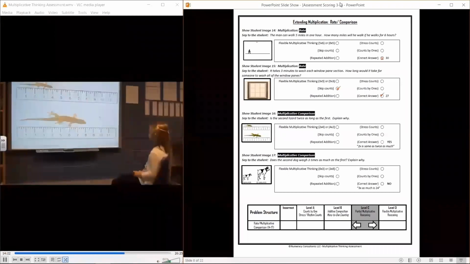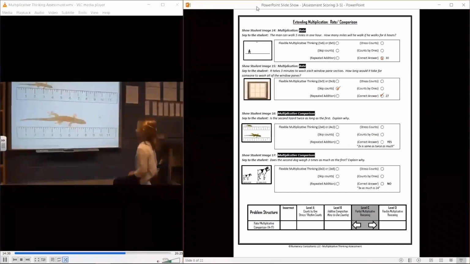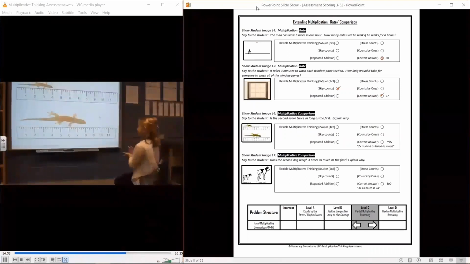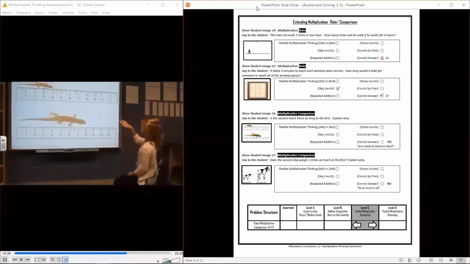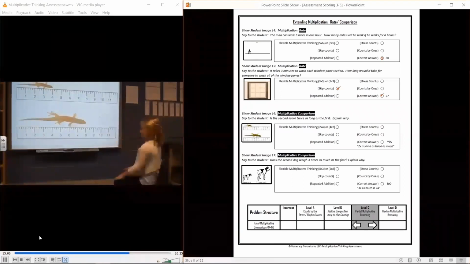Is the second lizard twice as long as the first? Explain why. Well, the little one's on the floor and the other one's on the... So kind of, the one needs about either 4 or 5. It's like 5 inches away. But the question was, is the second lizard twice as long as the first? The second one is the big one. Yeah, the second one, what? It's not twice as big. How do you know that? Because it's longer than the other one and it can't just shrink.